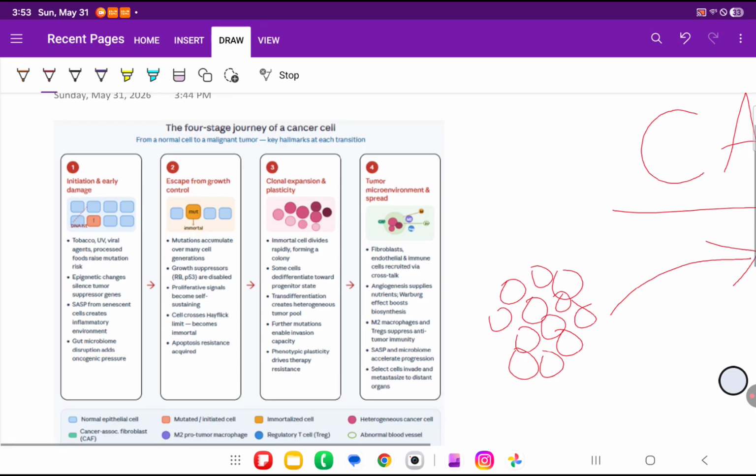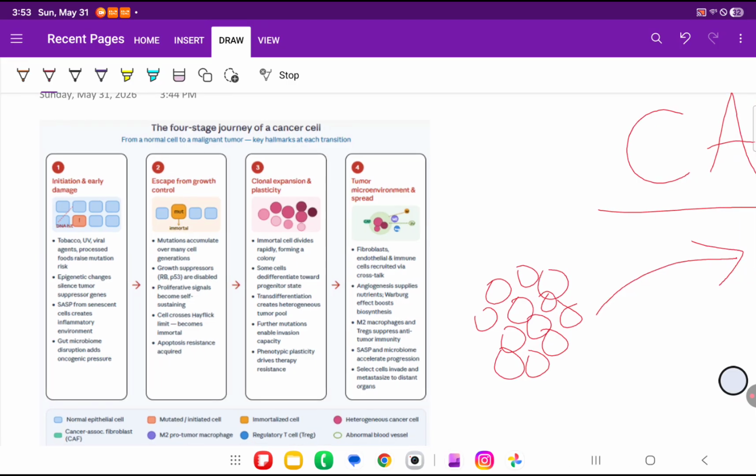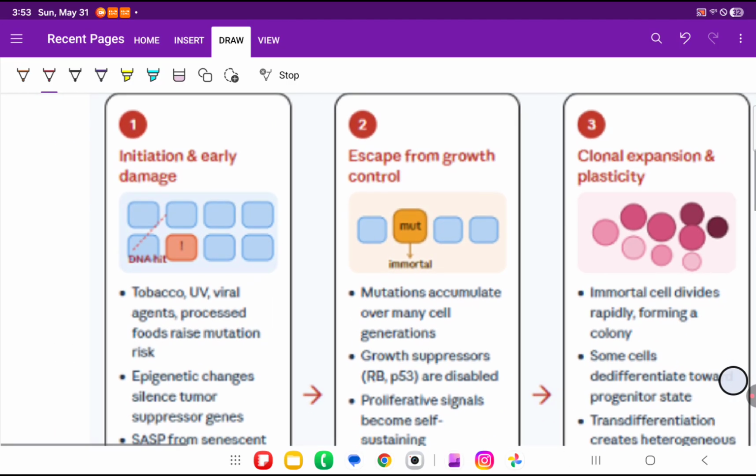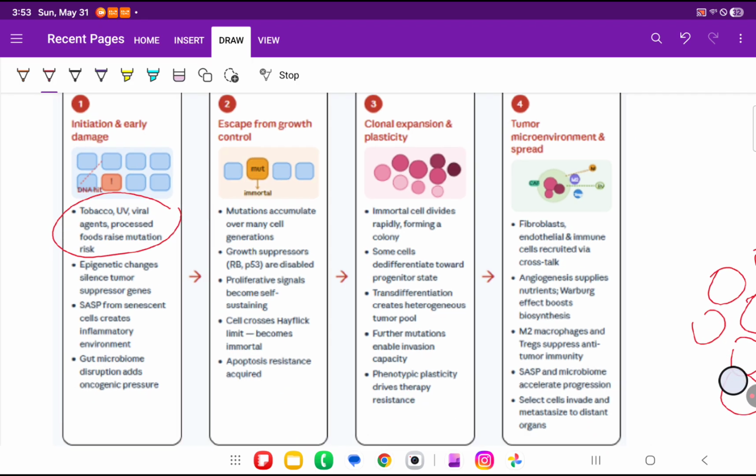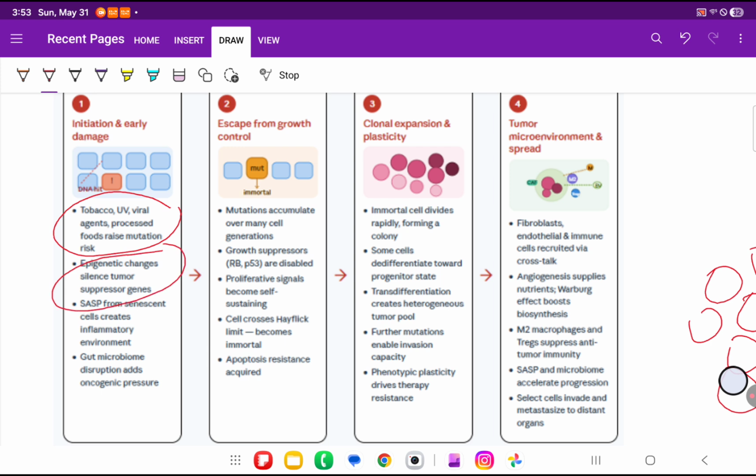This picture will basically give the stage journey of a cancer cell. We have initiation or early damage. This can be caused by tobacco exposure, UV rays, viral agents, processed food. We have epigenetic changes as well.